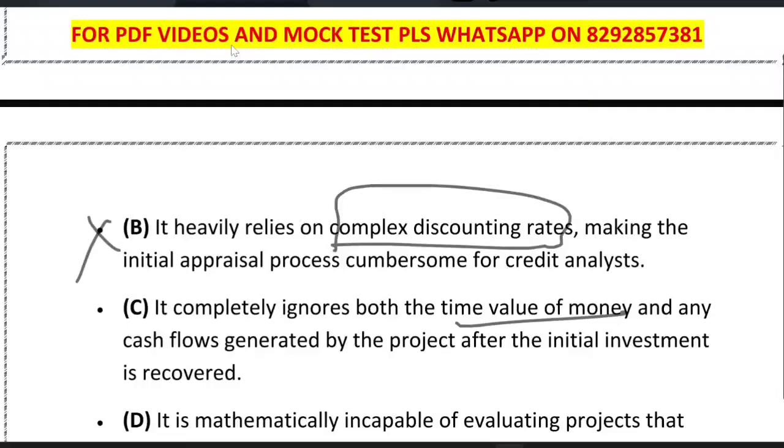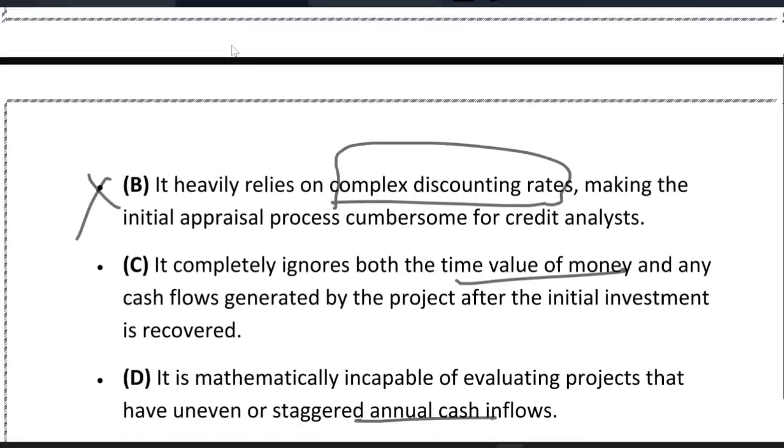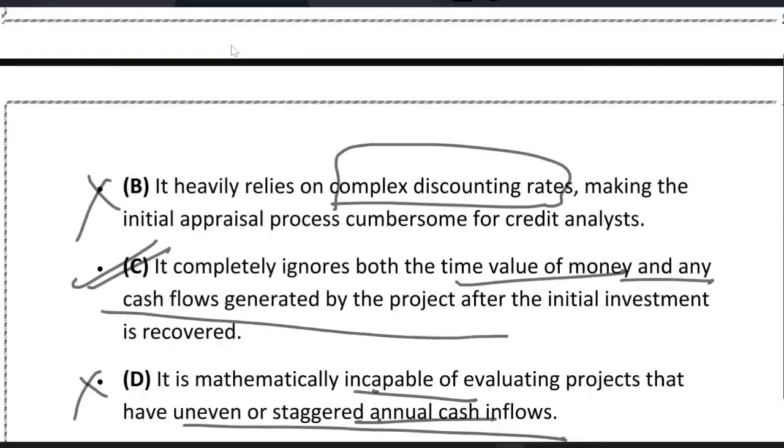First of all, let's look at D. It says incapable of uneven cash flow. Here you can see uneven or staggered cash flow. This is completely false. You can easily calculate payback for uneven cash flow by just adding them year by year. But yes, option C is correct. It completely ignores both the time value of money and any cash flow generated by the project after payback.